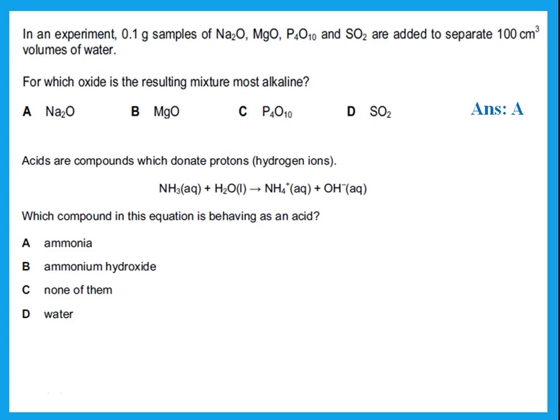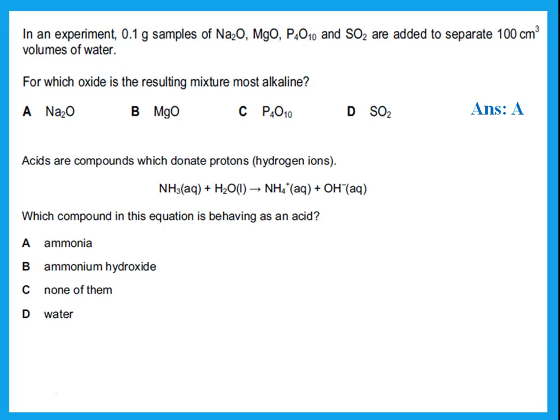Okay? Acids are compounds which donate protons. Which compound in this equation is behaving as an acid? Now you should remember that acids are proton donors. So which of these gives protons? If the question asks which one is the acid and which one is the base, you're looking at the reactants. So in ammonia plus water, from this reaction, which of them gave an H plus to another one?